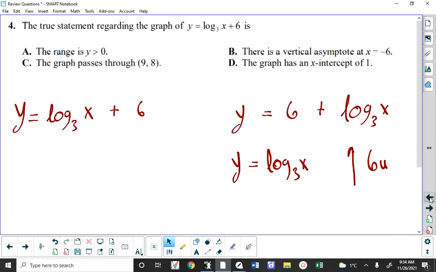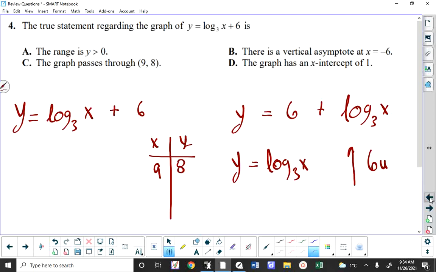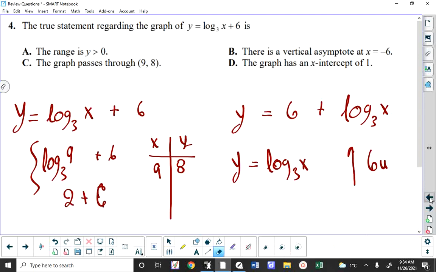C. The reason it is, if you want to confirm this point, what 9, 8 means is that when x is 9, y is 8. So we can check that by seeing what log base 3 of 9 plus 6 is. Well, log base 3 of 9 is 2 because 2 is the exponent to which you raise 3 to get 9. So you end up with 2 plus 6, which is 8, which is true. And that would be another way we could have found it. You could have just looked at C and said, well, let me see if that's right. Liam.